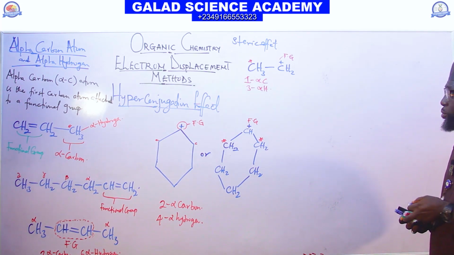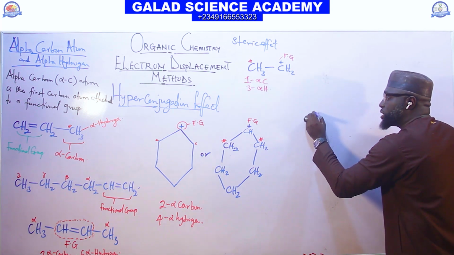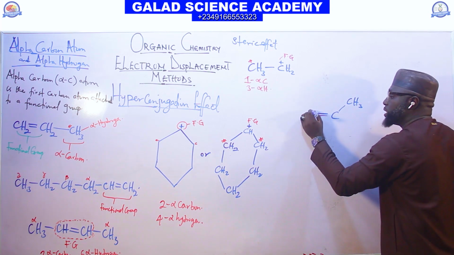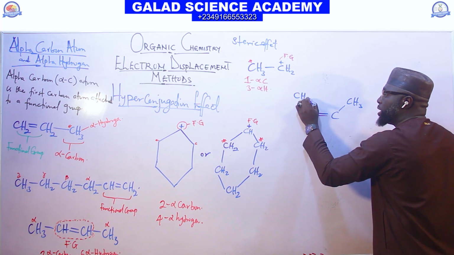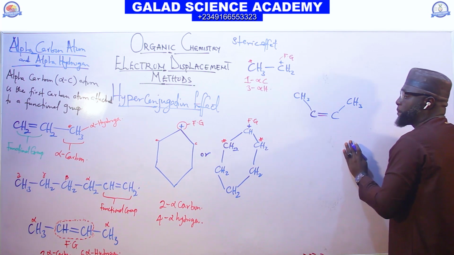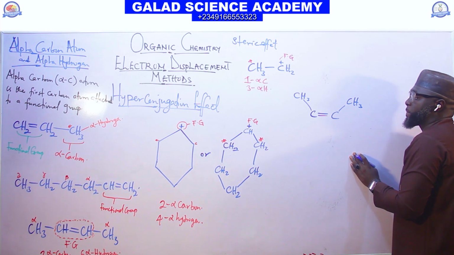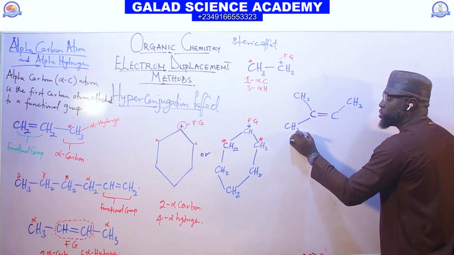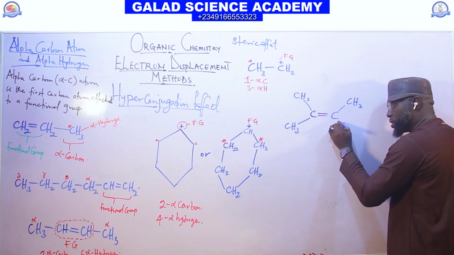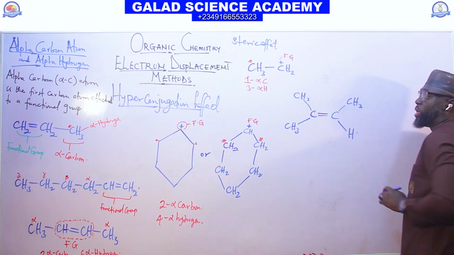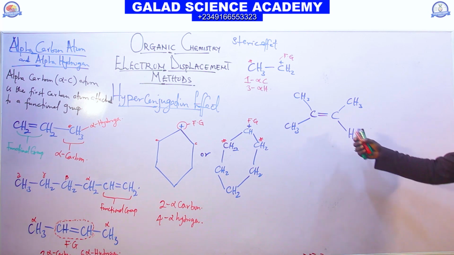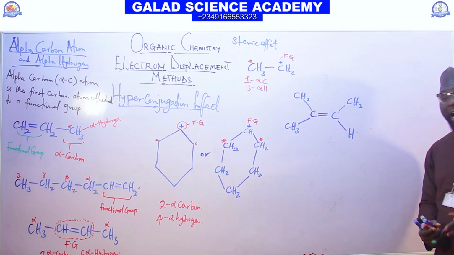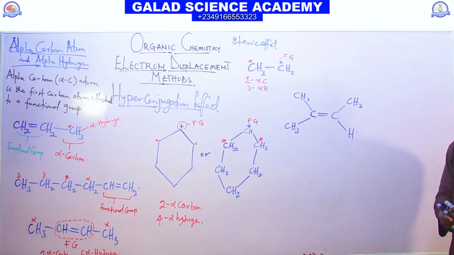Let me add the last example of alpha. In case we have butene. Let me add this one too. Let me add hydrogen here. Look at this compound. How many alpha hydrogen do we have here and how many alpha carbon?